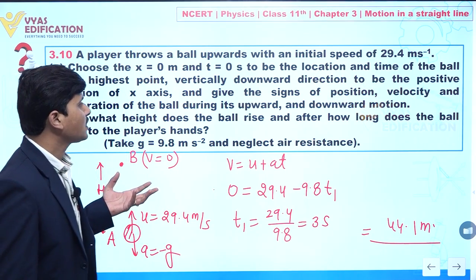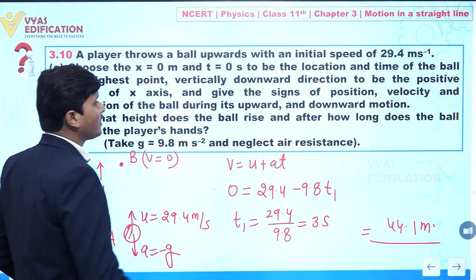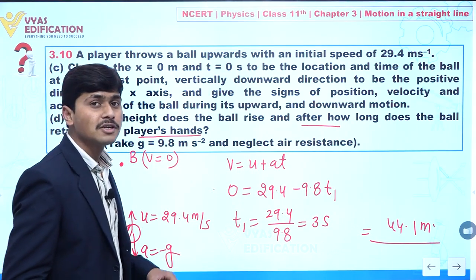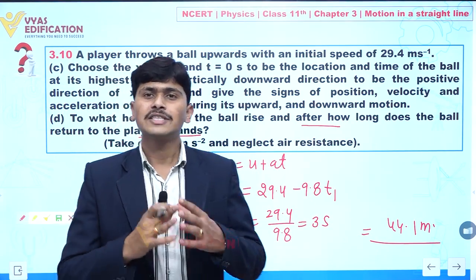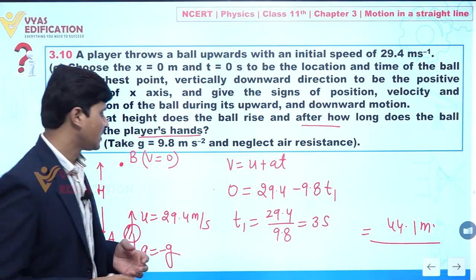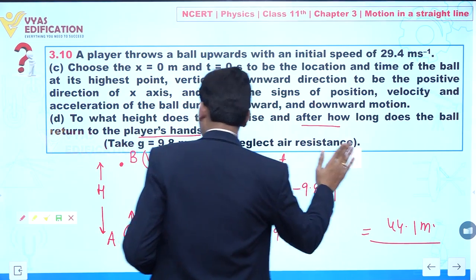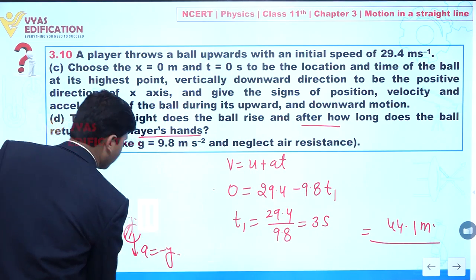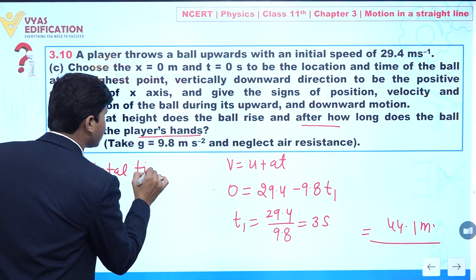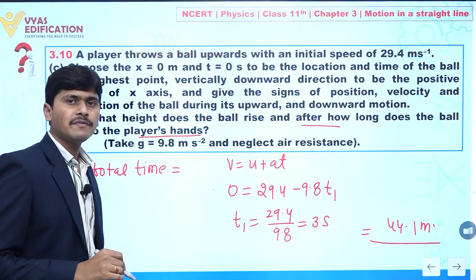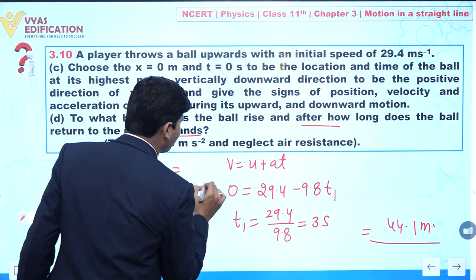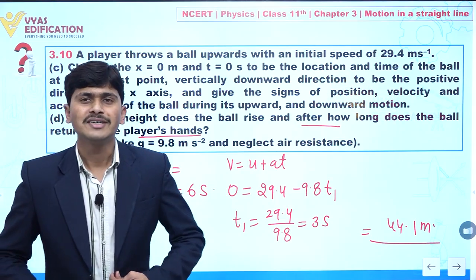Now what is our objective? The objective is to find the total time when the player again catches this ball. It means if we consider that the viscous force is absent, then the time of ascent is equal to the time of descent. Clear? So now we can write the total time taken by the player. So the total time is equal to 3 plus 3, so total 6 seconds. Clear to you? So this is all about this question.